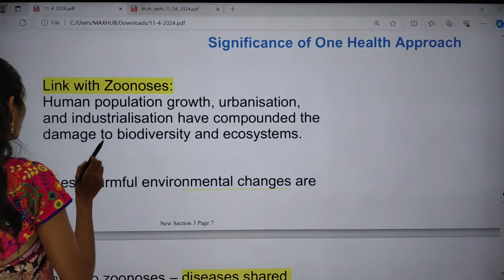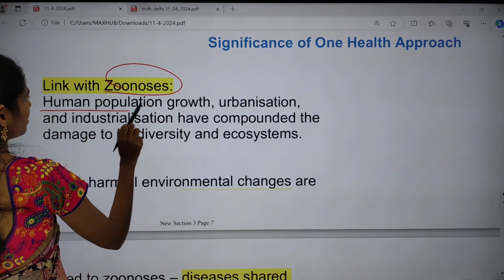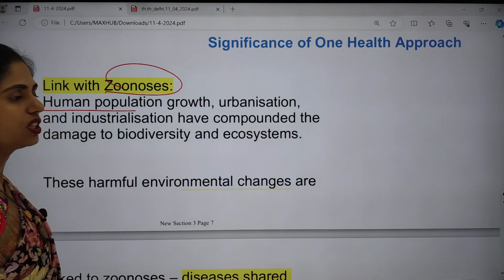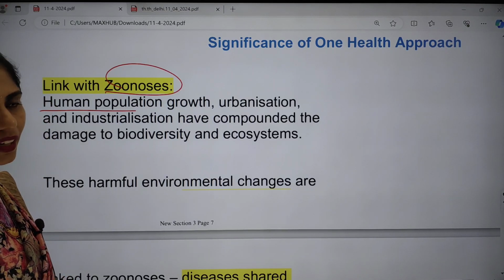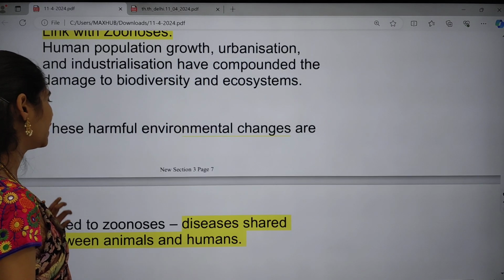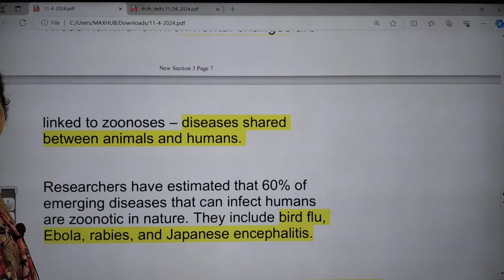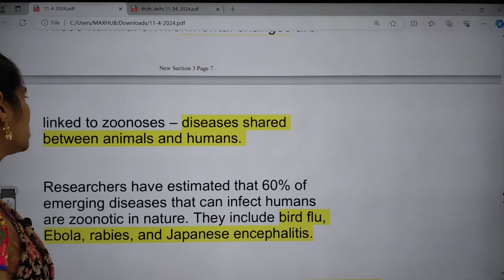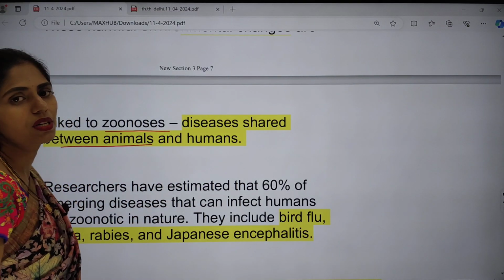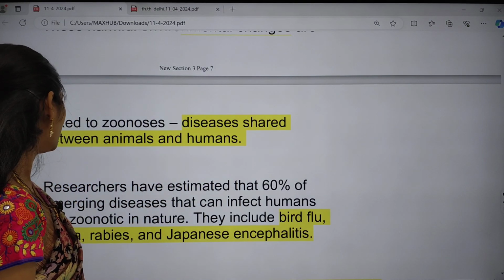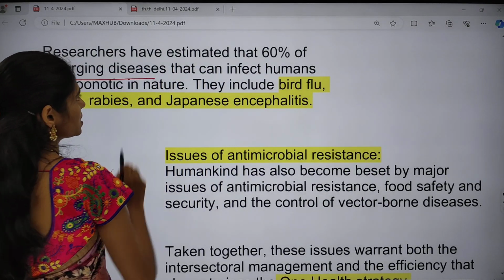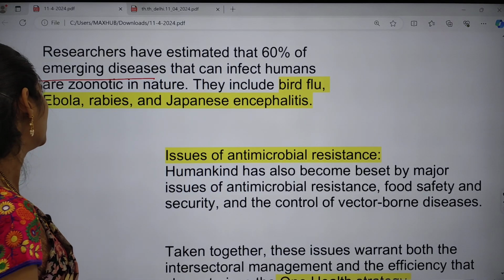The first one is the link with zoonosis. That means human population growth, urbanization and industrialization are damaging the ecosystem, environment and biodiversity. Because of this, we are making the environment harmful through some changes. These harmful environmental changes are linked to zoonosis, that is, diseases which are shared between animals and humans.